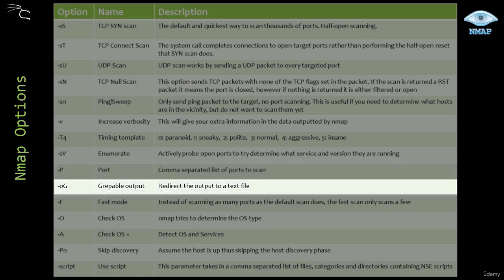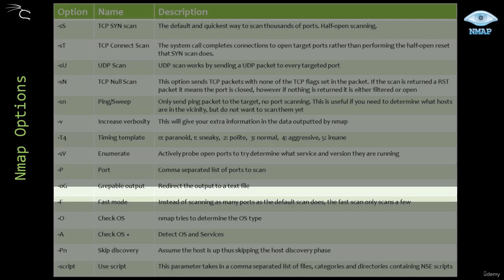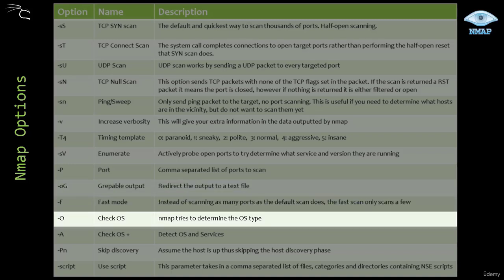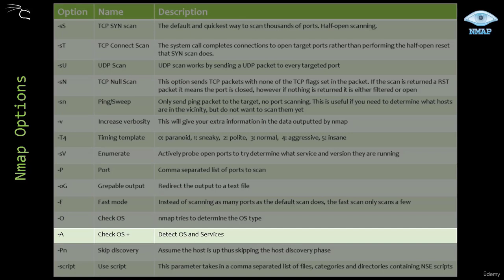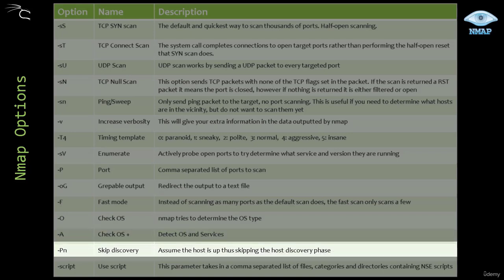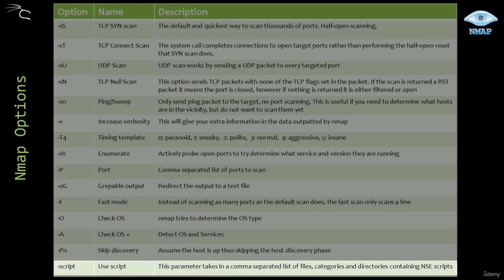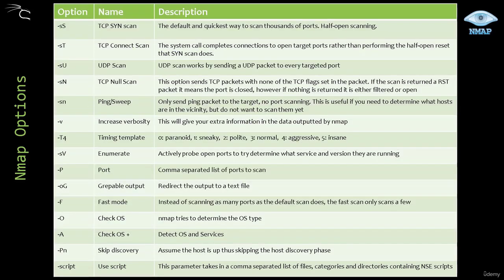-oG is to redirect the output to a text file for further analysis. The -F option is for the fast mode. -O is to check the OS type. -A is to detect the OS and services running. The -Pn is to skip discovery and just pretend that the host is up and running and implement the scans. And the --script is to inject the Nmap scripting engine, which is very useful in performing what's beyond just port scanning.